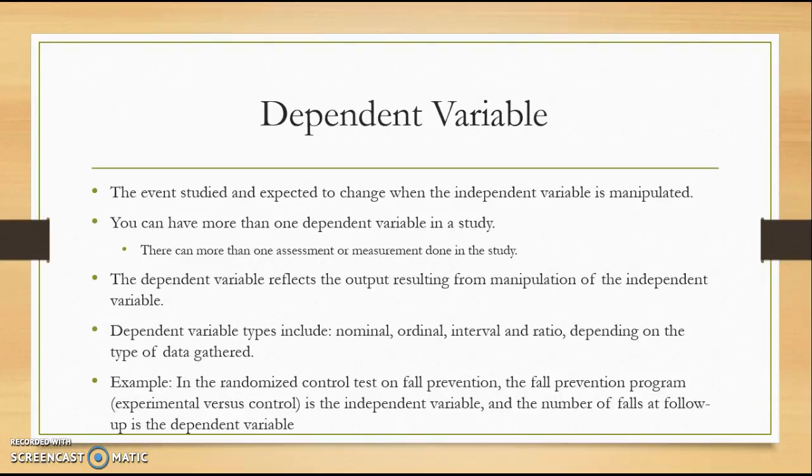Alright, so the event studied and expected to change when the independent variable is manipulated is a dependent variable. You can have more than one dependent variable in a study. An example of this could be looking at not only body weight overall in pounds, but also looking at it as body fat in terms of a percentage loss. The dependent variable reflects the output resulting from manipulation of the independent variable. Dependent variable types include nominal, ordinal, interval, and ratio, depending on the type of data gathered.